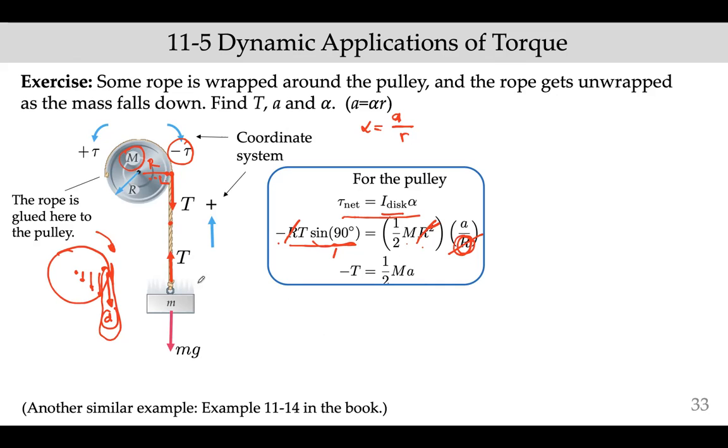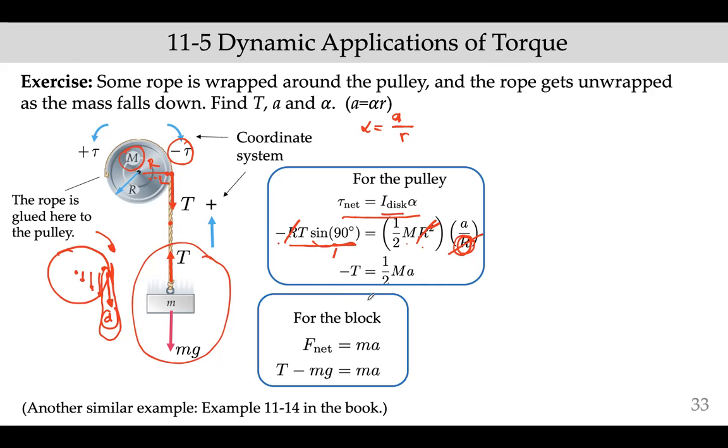Now in the second part, we will write F equals ma for the mass. So this is now our coordinate system. The tension is in the positive direction, so it comes with a positive sign. Mg is in the negative direction, so it comes with a negative sign. And because I'm writing the dynamic equation, F equals ma, for this mass, I have to use the lowercase m times a, the linear acceleration of this object.